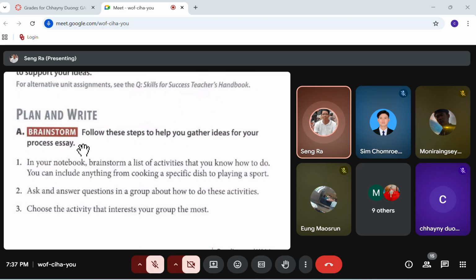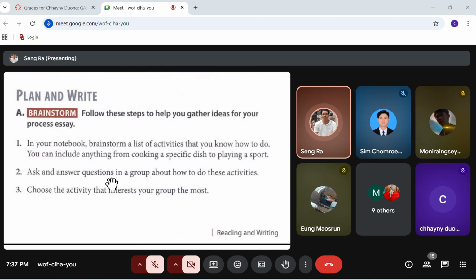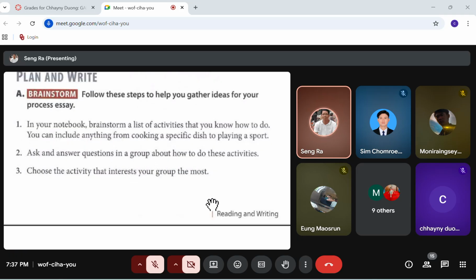This is your plan. In your notebook, you brainstorm a list of activities that you know how to do. You can include everything from cooking a specific dish to playing a sport, based on your topic. You ask and answer questions in your group about how to do these activities, and choose the activity that interests your group the most. That's group writing.